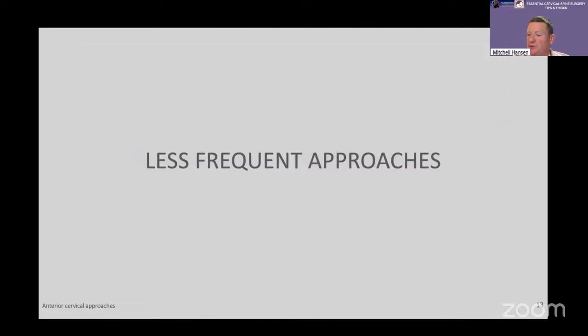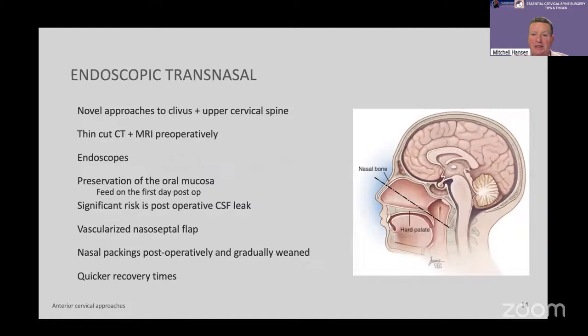Less frequent approaches to the spine that need to be used. We can look at an endoscopic transnasal approach. This can get us to the clivus, and also to the upper cervical spine, down to C3 as possible, depending on extension of the neck. Fine cut CT and MRI are used preoperatively to plan the approach. And there are a number of different endoscopes to use now to get us in and quite down low.